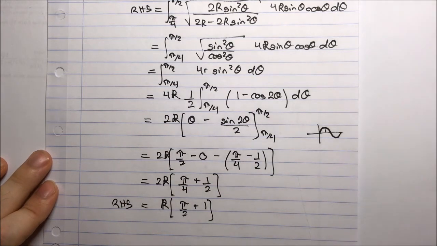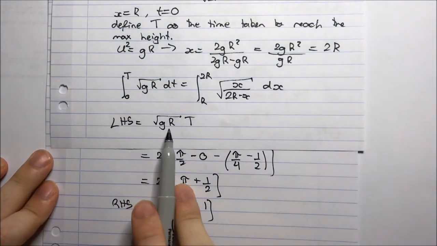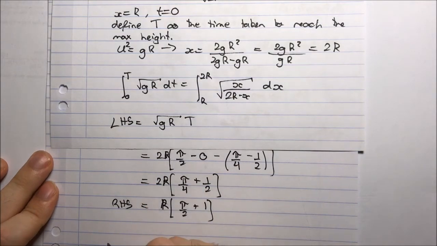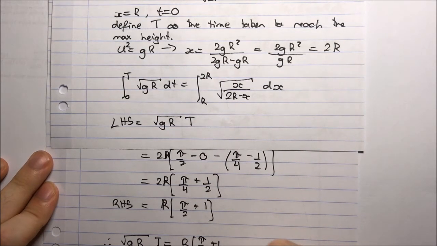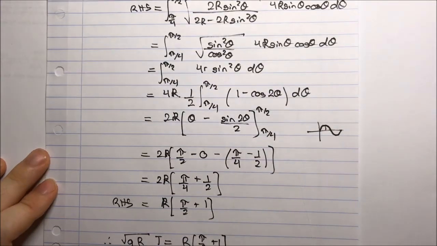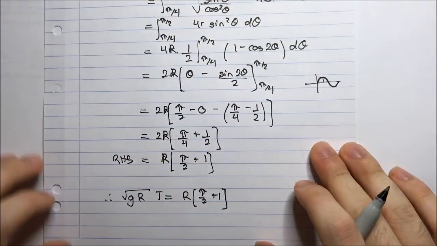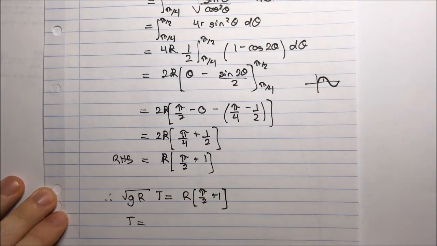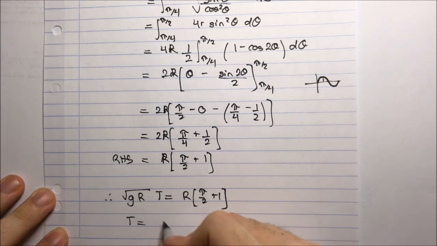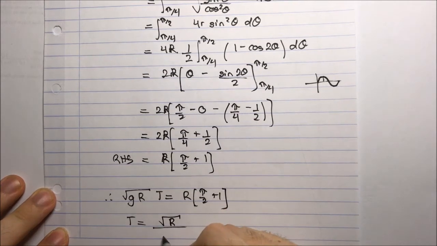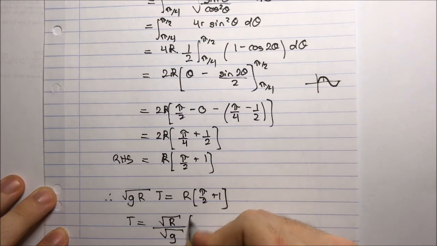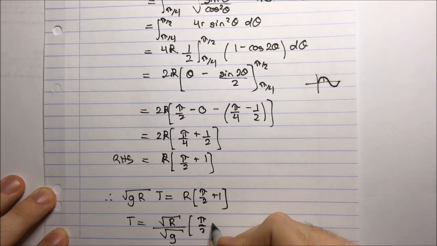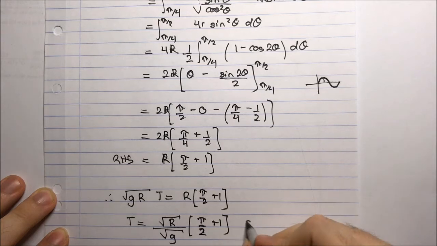And we said that the left hand side was equal to the square root of gR times t. So therefore, root gR t equals R times pi on 2 plus 1. And so I can divide by the square root of gR, and I will have a cancellation here, and it will be root R on root g, times pi on 2 plus 1 seconds.